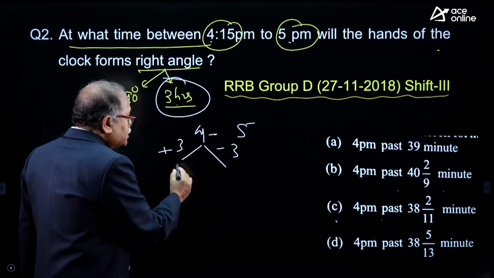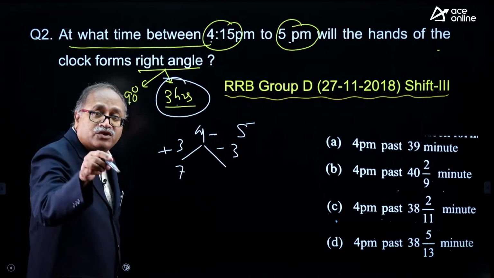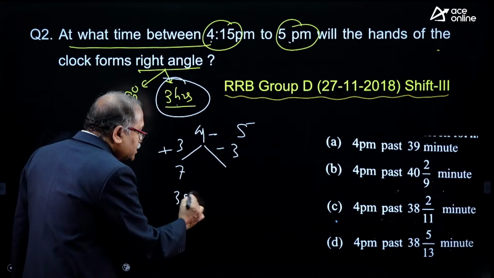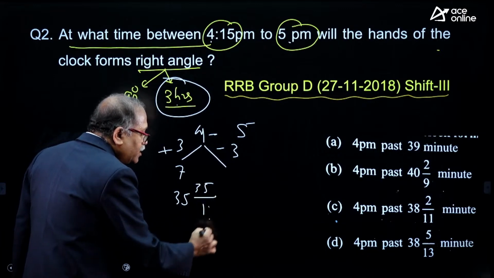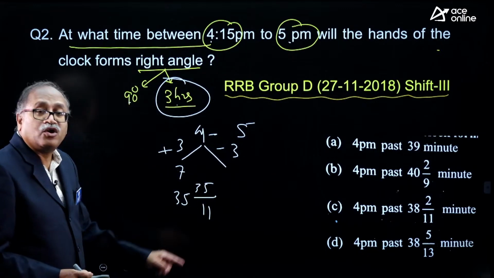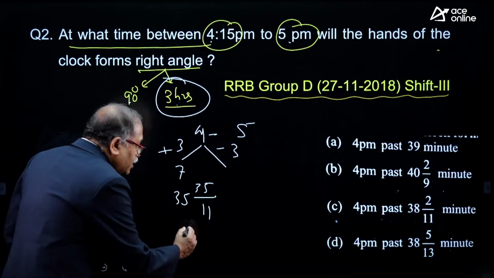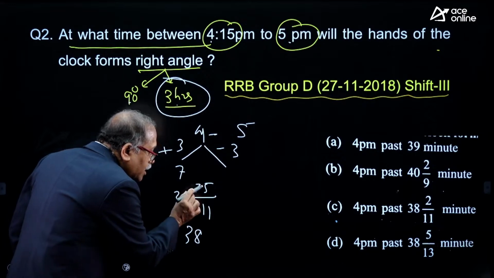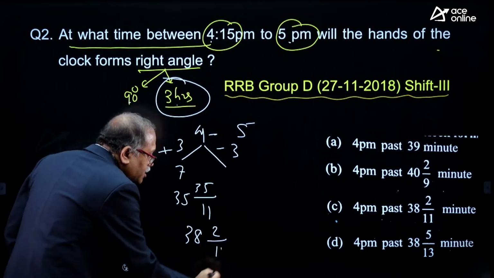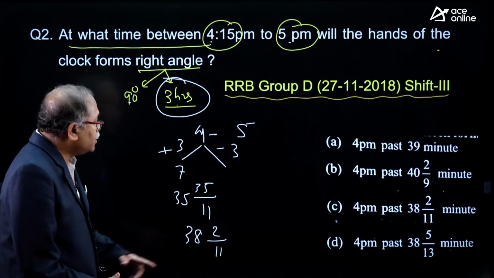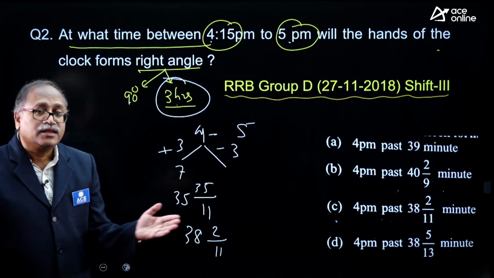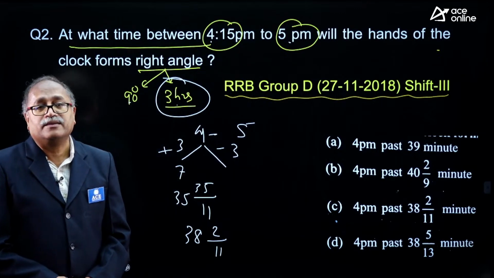So I will be getting plus 3, that is 7. 7 means 7 into 5, 35. My one answer is 35 by 11. In this 35 by 11, how many 11s are there? 3 elevens are there. Take that 3 over here, that comes 38, and the remainder here is 2. So 38 2 by 11. At 38 2 by 11 minutes past 4, the hands of the clock will be at a right angle.